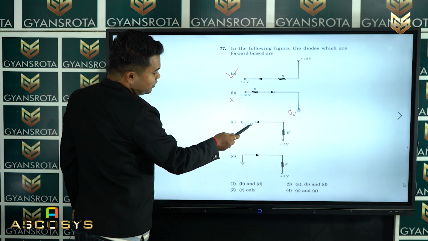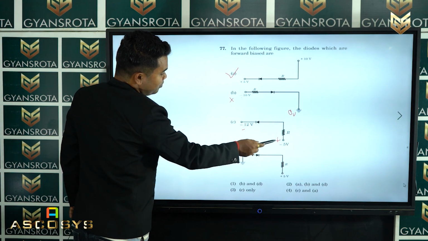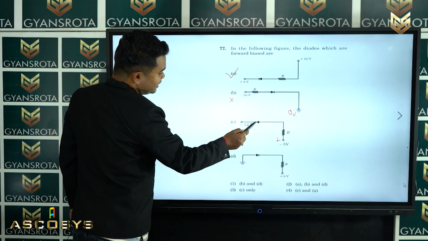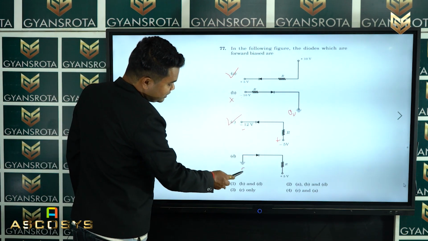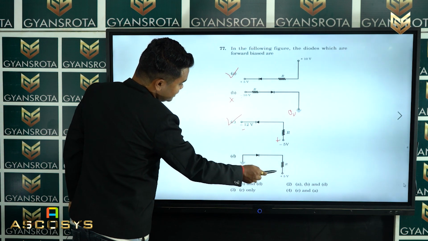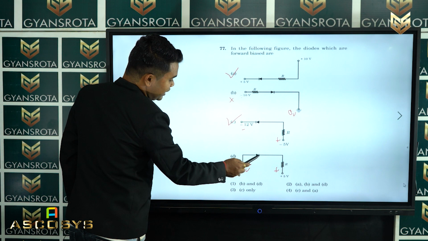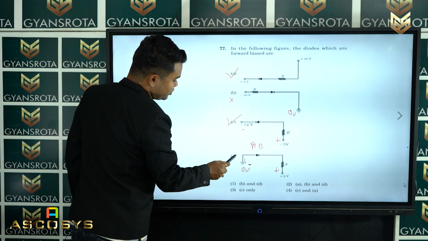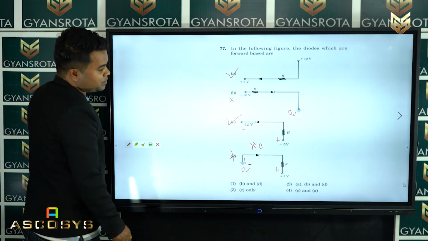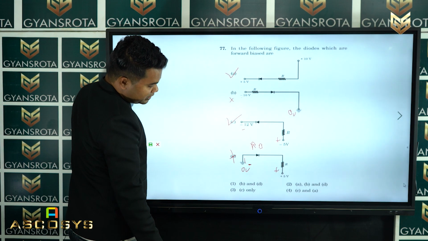Now minus 12 volt and minus 5 volt. So this is at high potential, this is at low potential. Positive connected to the positive, negative connected to the negative. So this is also correct. Last one, this is at 0 volt and this is at 5 volt. So this is at high potential, this is at low potential. Positive connected to the negative, negative connected to the positive. This is a reverse bias diode. This is also not possible. So options A and C are the correct answer. Now look for the option with C and A.